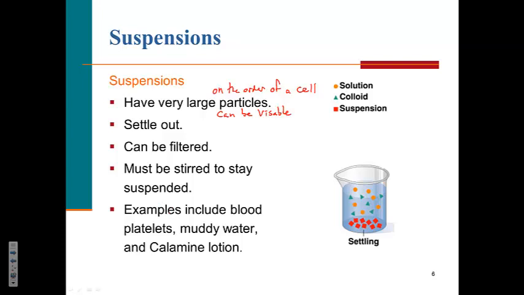Okay. Examples include blood, muddy water, calamine lotion. They can be filtered. So the filtering that we've done in the laboratory, those were suspensions. Right? And so they show the suspension particles settling out. The colloid particles, these triangles, and the solution particles stay suspended. I don't want to say they stay in solution, but they say they stay dispersed throughout the mixture.